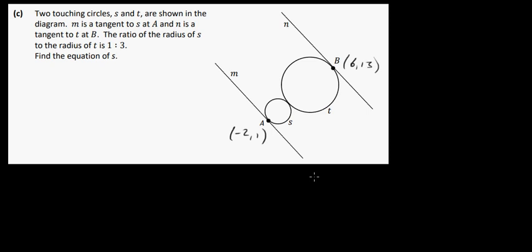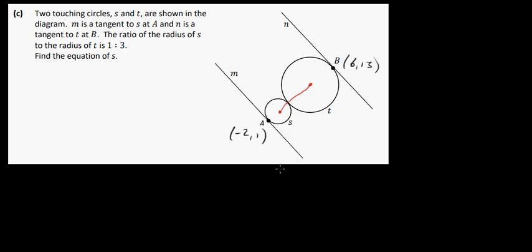Two touching circles, S and T, are shown in the diagram. M is a tangent to S at A and N is a tangent to T at B. The ratio of the radius of S to the radius of T is 1 to 3. So I'll just draw that in here. So you've got a radius here and you've got a radius here, and the ratio is 1 is to 3.